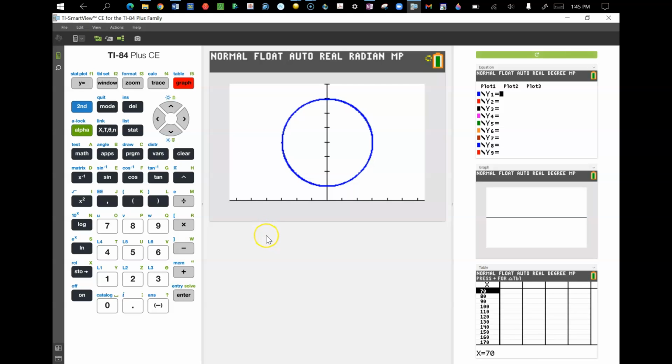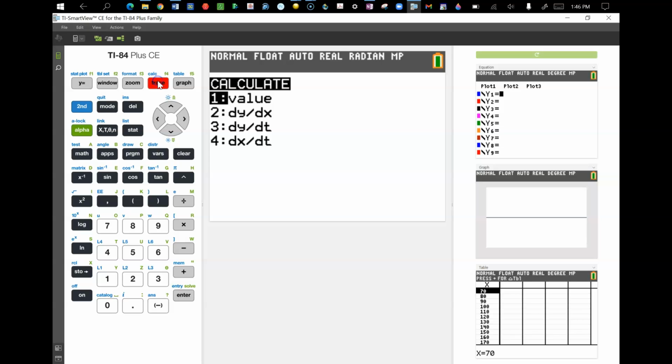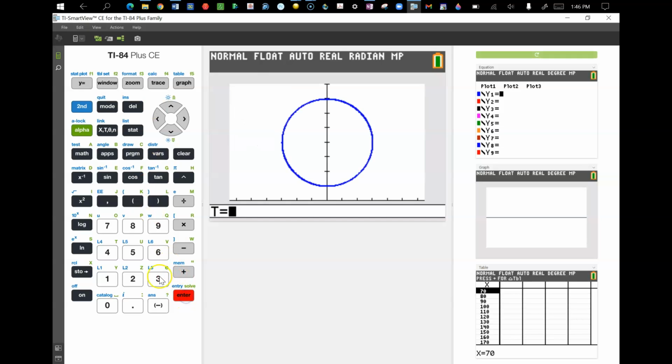If you think about it, it takes 10 seconds to make 1 complete rotation. So at 22 seconds, she should be somewhere between 2 complete rotations and 2 1/4 complete rotations. So second and the trace button, value, plug in 22, hit enter, and there it is. So Jane has made 2 full rotations and almost another 1/4 of a rotation. And X and Y give you her coordinates.